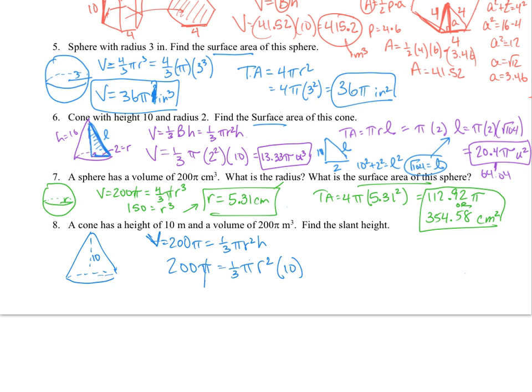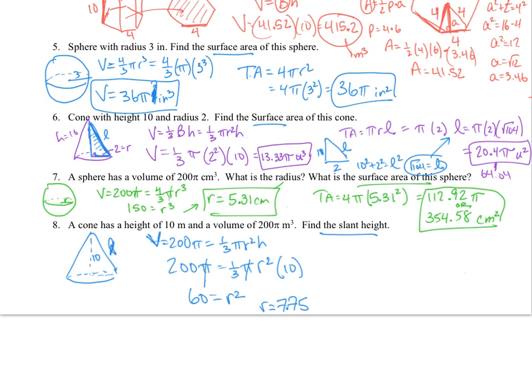So the pi's will reduce, and we end up with 200 times 3, so we can get rid of the fraction. That's 600. Then divide that by 10. That's 60 equals the r squared. So take the square root of 60. R is going to be 7.75. So it's approximately 7.75. Now, we needed that because we had to get this slant height L.